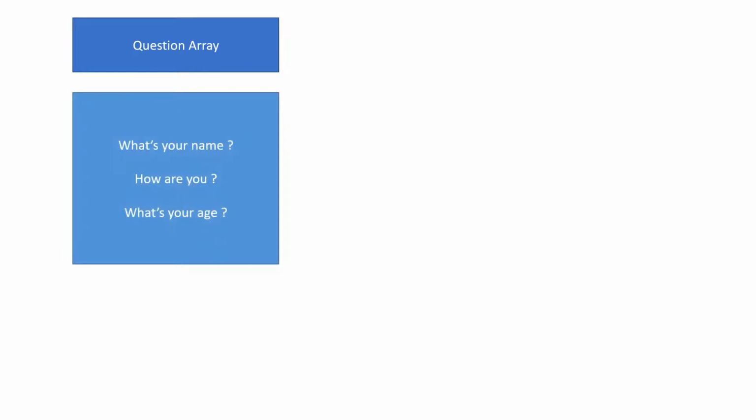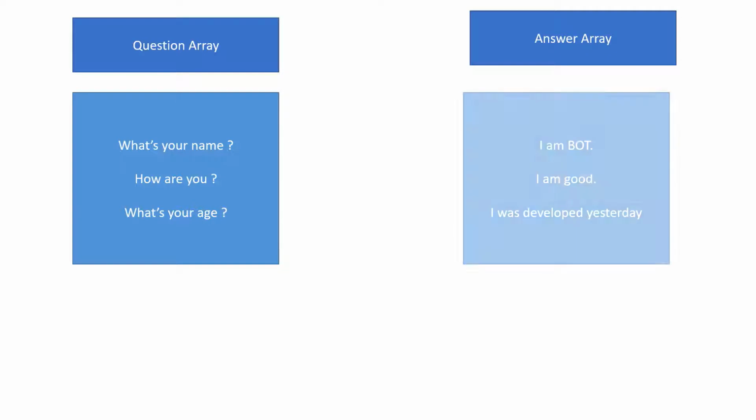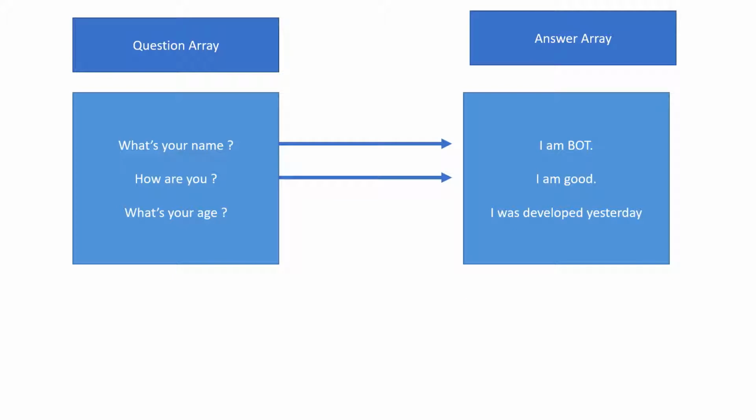So we need to create arrays. First, one for the question array, and suppose I had created some questions inside it. There are three questions: what's your name, how are you, and what's your age. Then I created another array for answers, and in it I have some list. The first one is I'm Bored, then I'm good, and I was developed yesterday. So I have three questions and three answers. When the user asks a question like what's your name, it takes the question and checks in the answer list whether we have an answer for that specific question or not, and it works for each question accordingly.